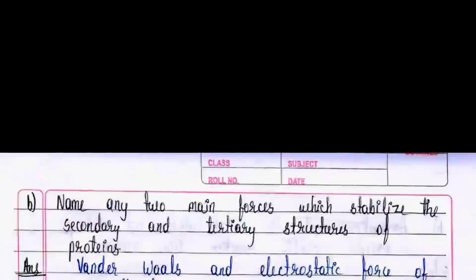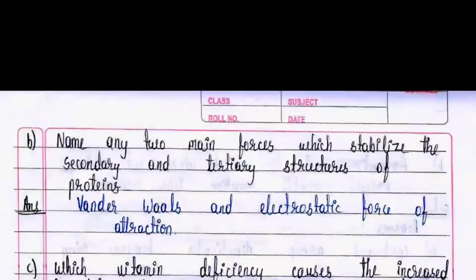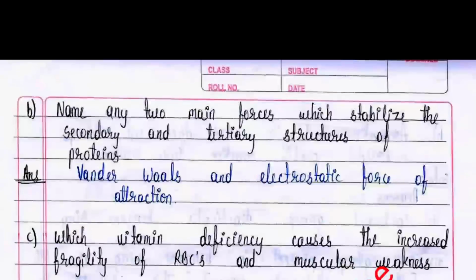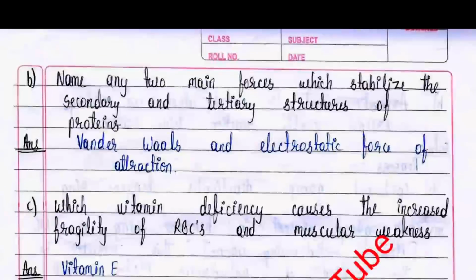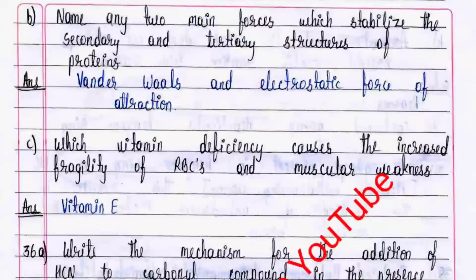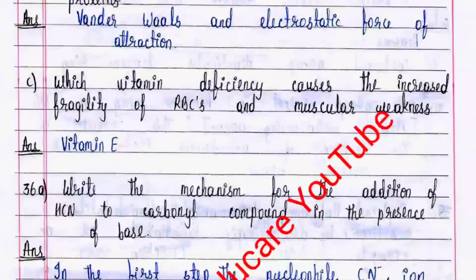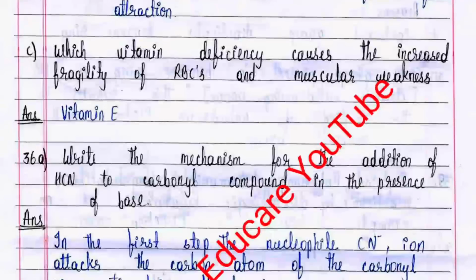B. Name any two main forces which stabilize the secondary and tertiary structures of proteins, and the answer is below. C. Which vitamin deficiency causes the increased fragility of RBC and muscular weakness, and the answer is below.